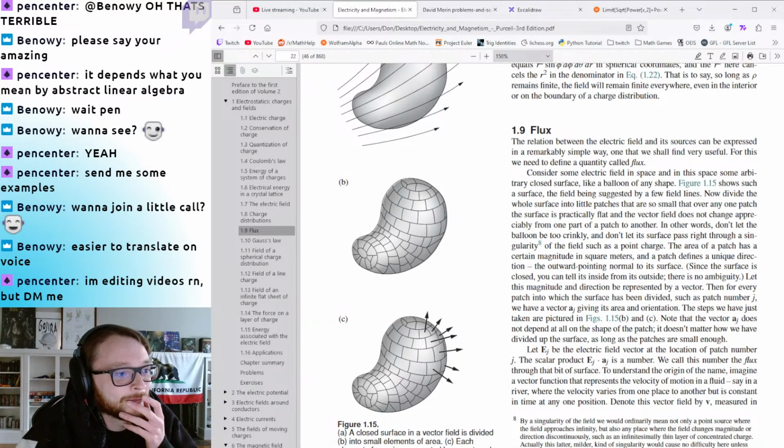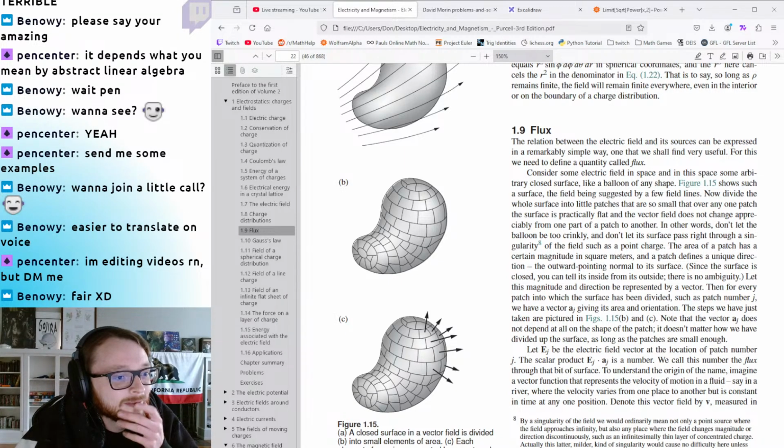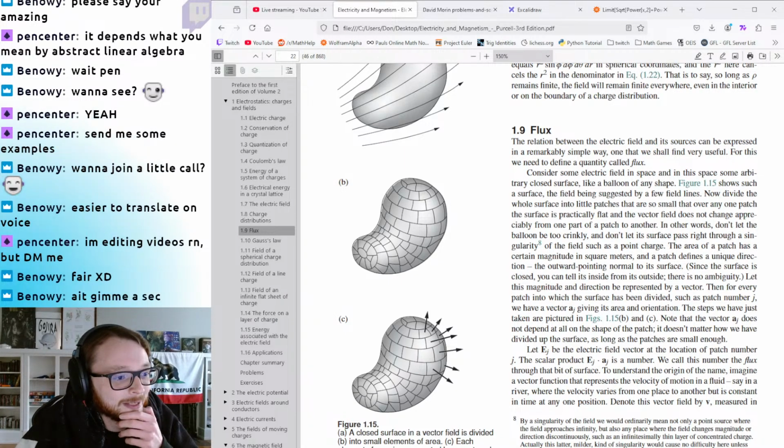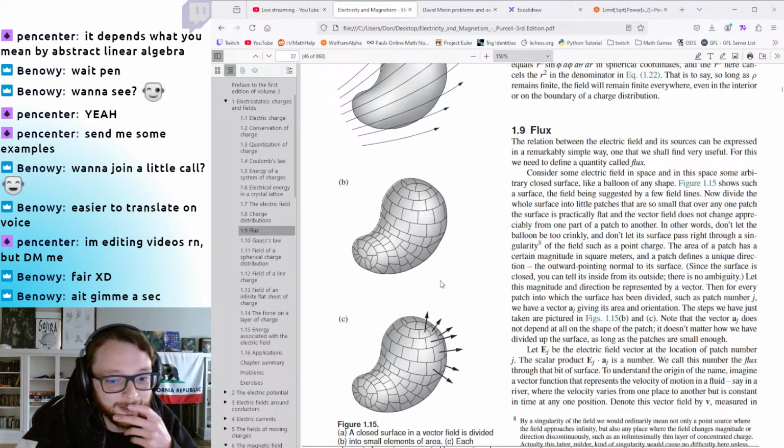Mercer isn't great. He changed what's in the pen sum. Oh, geez. Abstract linear algebra. Oh my god. Yeah. Good luck, Ben.